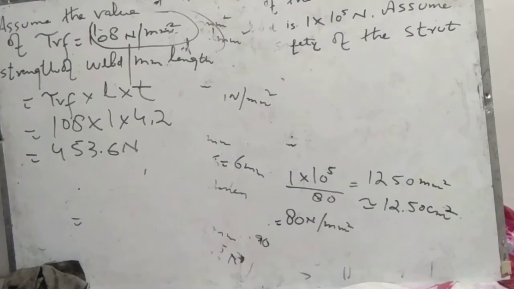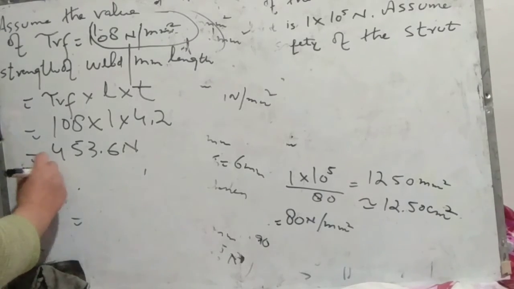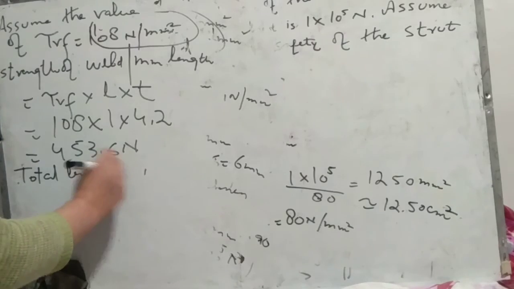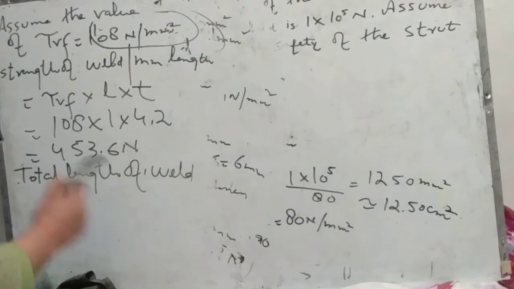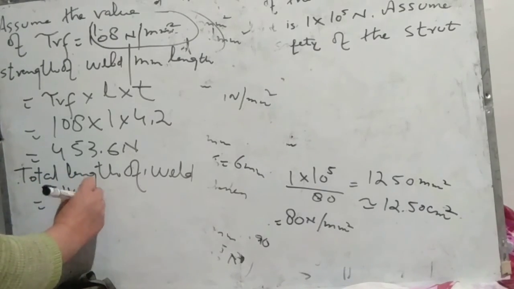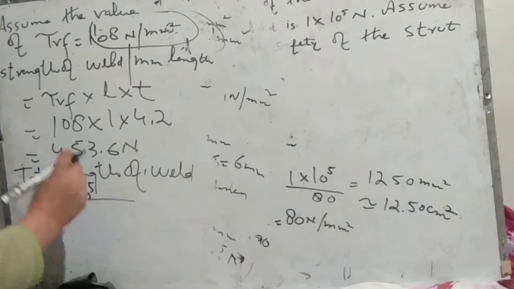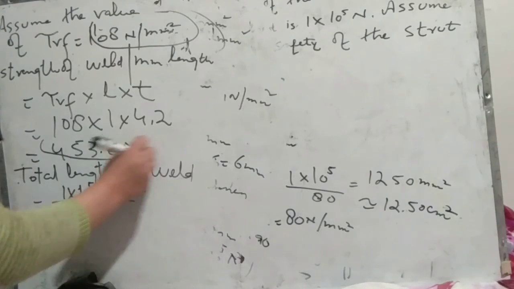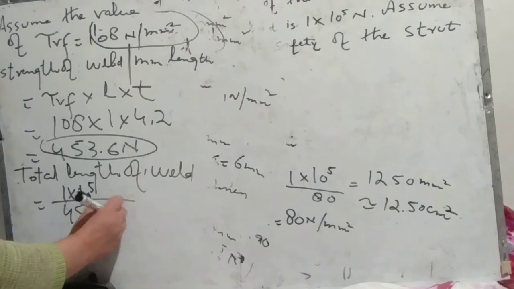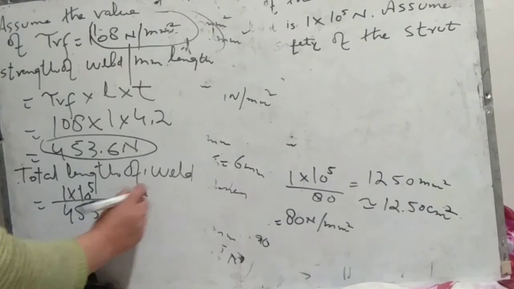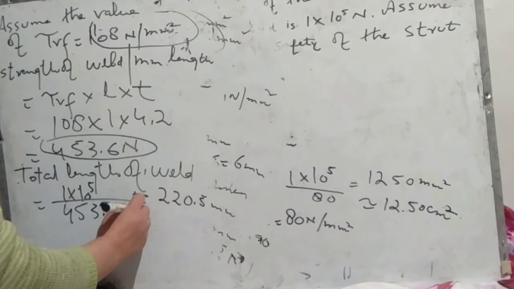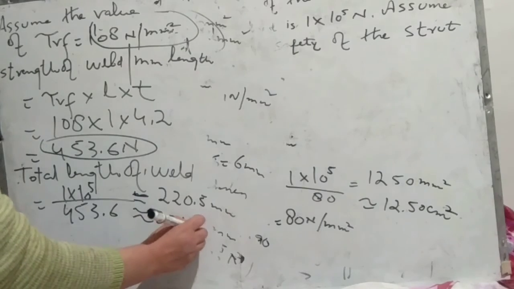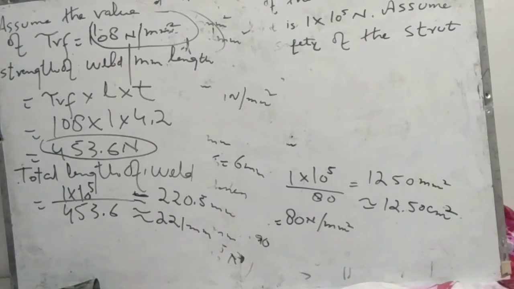Right? Now the total length of weld will be given as load, that is 1 into 10 raised power 5, divided by strength of weld per mm length, that is 453.6, that is equal to 220.5 mm. Approximately it will be equal to 221 mm. Then you can determine the length L1 and L2 individually.